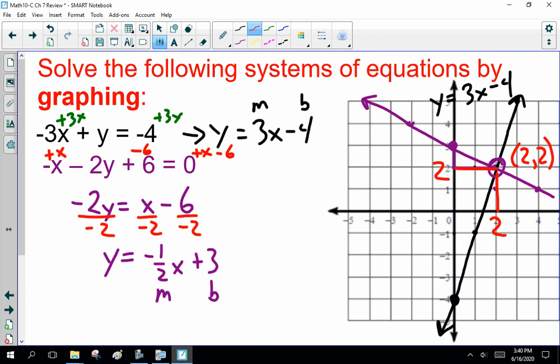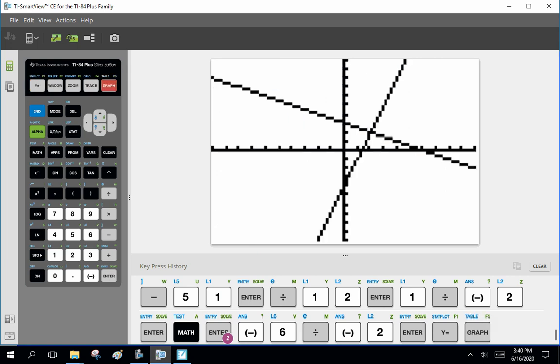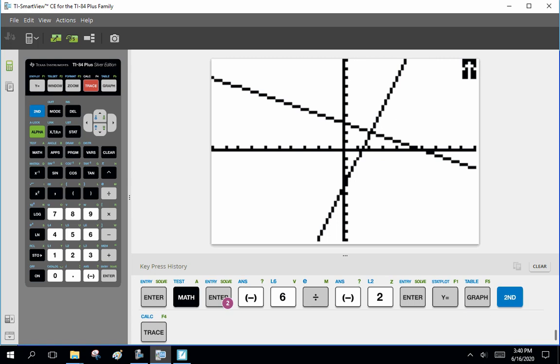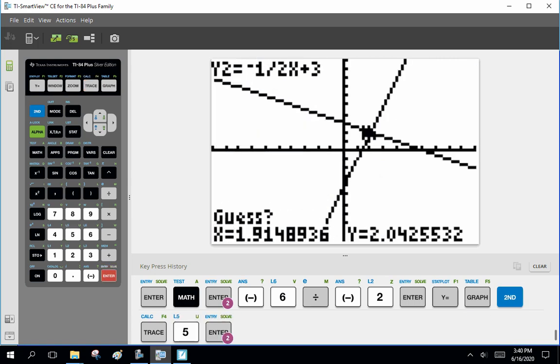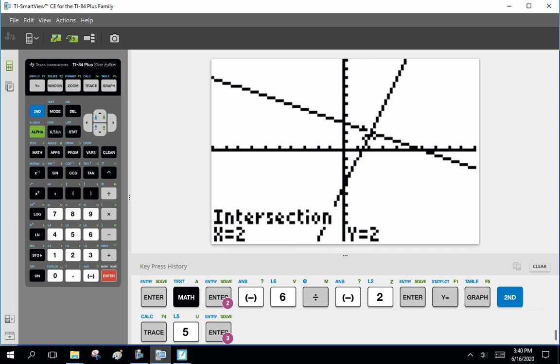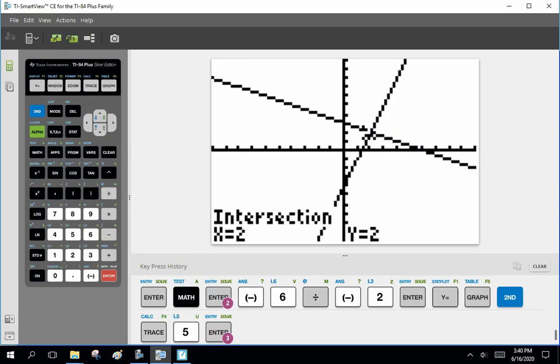So let's see if I can screw this up. Y equals 3x minus 4, y equals minus 1/2 x plus 3. Graph. There we go. Second, calculate, number 5, intersect. Enter, enter, enter. 2 and 2. Yes. Got it right. Actually, I should do that again a little slower.